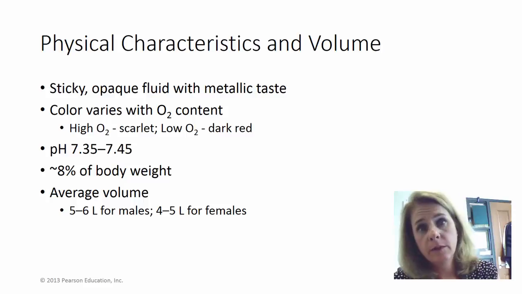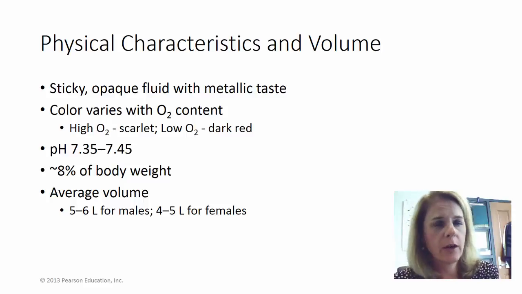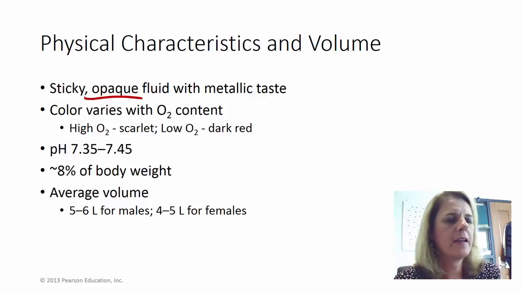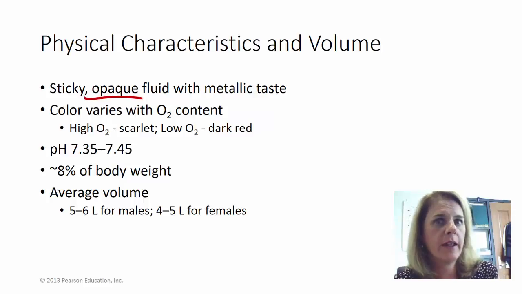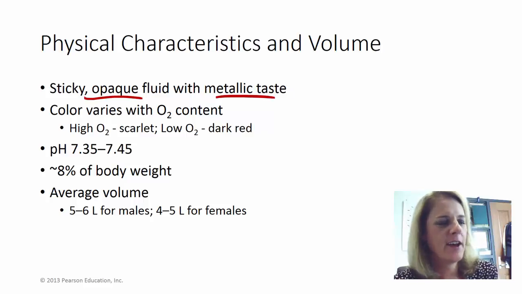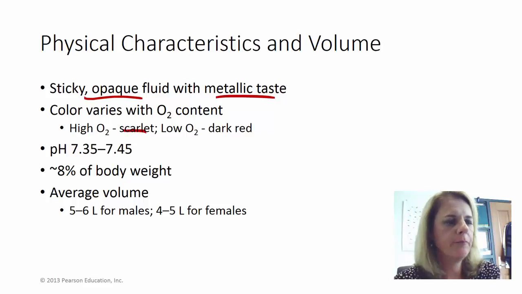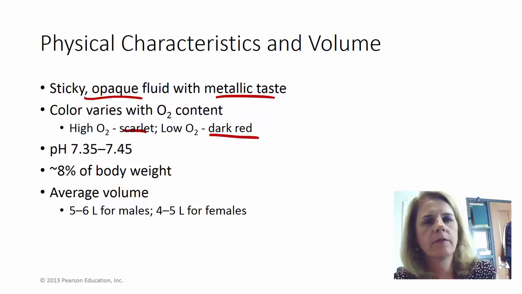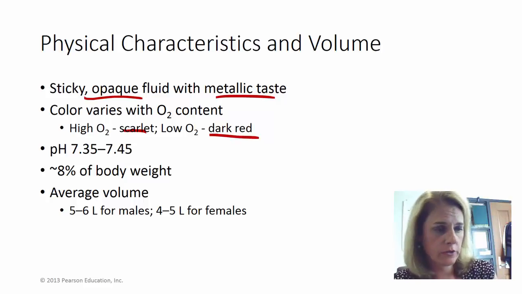So what is blood? What is it like? What does it look like? What does it feel like? It's a sticky, kind of opaque fluid that has a metallic taste. So if you've ever cut yourself and sucked your finger, it's kind of metallic. Well, it's salty as well, and the metal comes from the iron that's in your blood. The color is going to be some version of red, either a scarlet red if it's high in oxygen levels, so arterial blood, or a dark red, kind of venous blood, when it's low in oxygen.